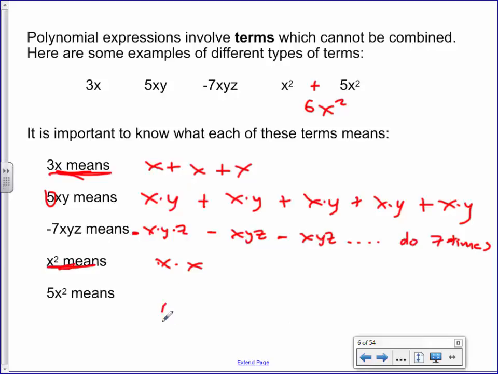Does this and this have the ability to go together then? The answer is no. This means x plus x plus x. This means x times x. That's kind of different, isn't it? They wouldn't be considered like terms. What about 5x squared then? What does it really mean if you break it down? x times x plus x times x, and do that 5 times. Yes.